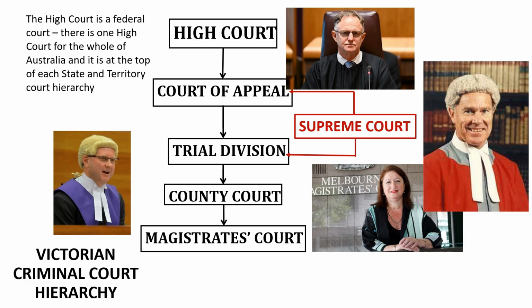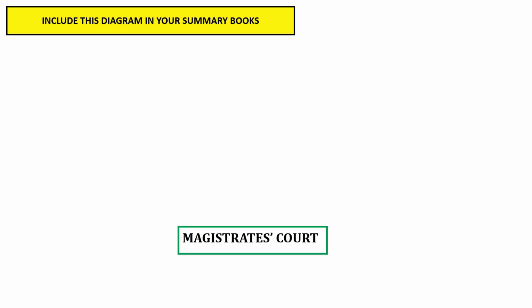In this slide, I will set out in diagrammatic form the original jurisdiction and the appellate jurisdiction of each of the courts in the Victorian criminal court hierarchy. This is a very important diagram which you need to include in your summary books. It will provide you with a very useful point for revising your knowledge of the original and appellate jurisdictions of each of these courts. Well, let's start at the bottom of the Victorian criminal court hierarchy with the Magistrates' Court.